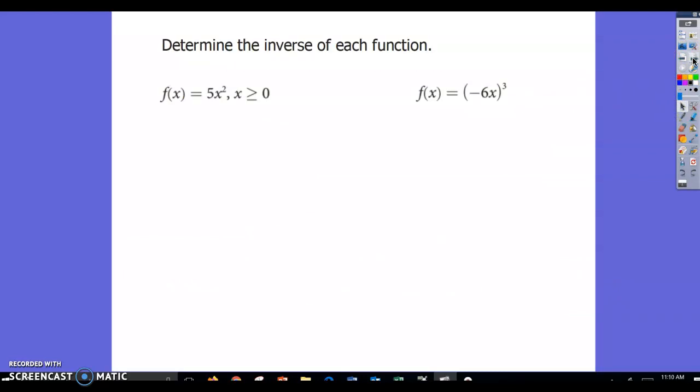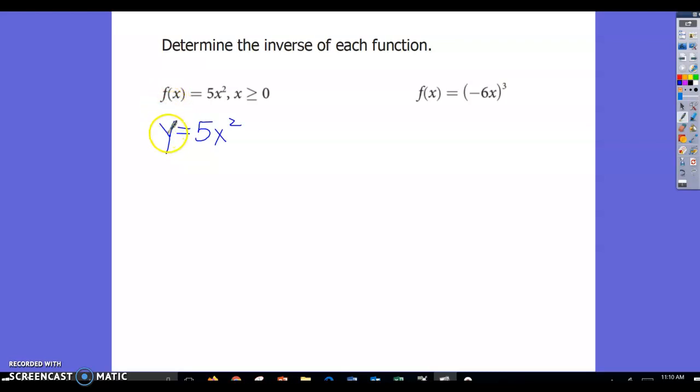Determine the inverse of each function. This is just straightforward, find the inverse. To find the inverse, remember you just have to switch x and y and then solve for y. The first thing we want to do is replace f of x with y. So y equals 5x squared. And again, this is just a restriction on the domain because this is a quadratic, and we know the inverse is going to be a square root, and we have to restrict the domain so that it's a function.